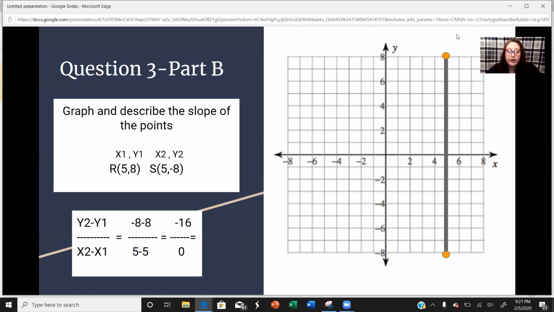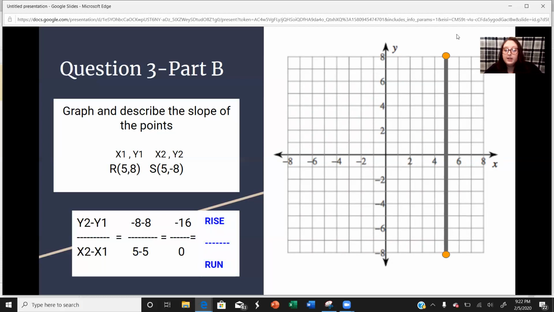To get our slope, we're again going to do the y2 minus y1 over x2 minus x1. So our y2 is going to be the negative 8, and then we're going to subtract our y1, which is 8. And our x2 is going to be 5 minus our x1, which is 5 also. So this is going to give us our rise over run, or the slope.